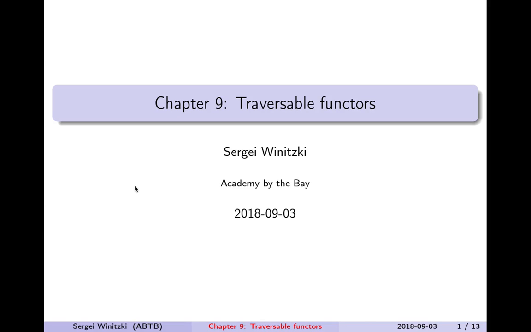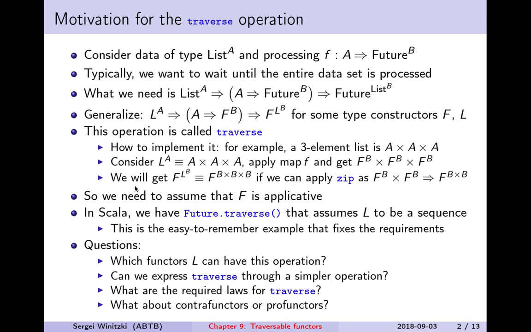This is chapter 9 of the functional programming tutorial, traversable functors. To motivate the introduction of these functors into practice, I always remember the example that you have a list of some data items and you want to process it by using a function like this, where you have a future as a result of this function.